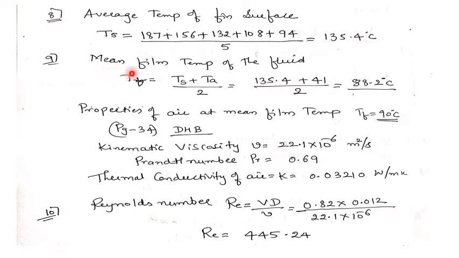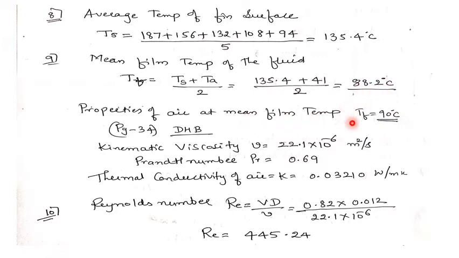So next we will calculate the mean film temperature of the fluid, that is TF is given by TS plus TA divided by 2. So TF is TS is 135.4 plus air temperature is 41 we have taken, so divided by 2, so it is 88.2 degree centigrade. So my properties of air, that is chamber temperature. Properties of air at the mean film temperature, so it is nearer to 90 degrees centigrade.